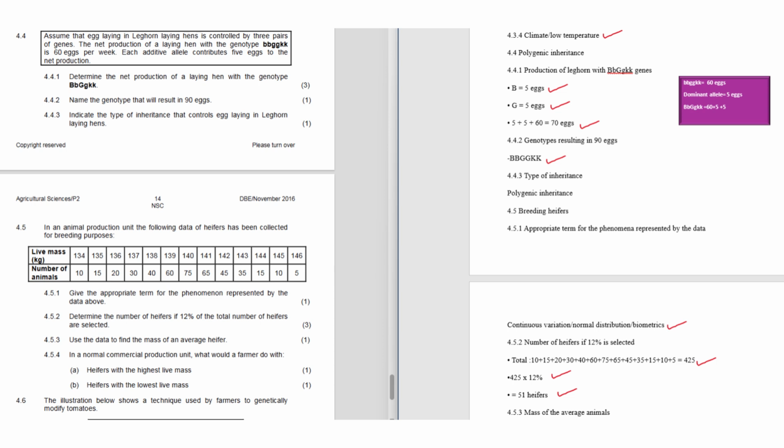4.4.2 Name the genotype that will provide 90 eggs. So for us to have 90, that means we have to have all of the alleles in the genotype to be dominant, so that we can have 90 eggs. So that means we go for homozygous dominant B, homozygous dominant G, homozygous dominant K.